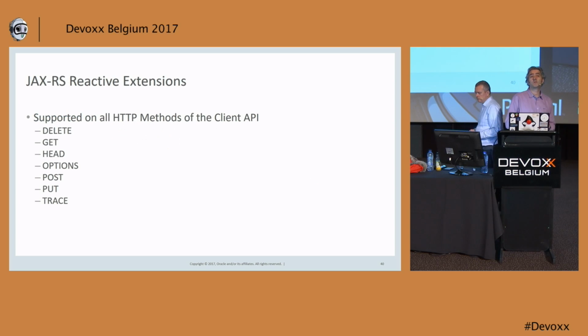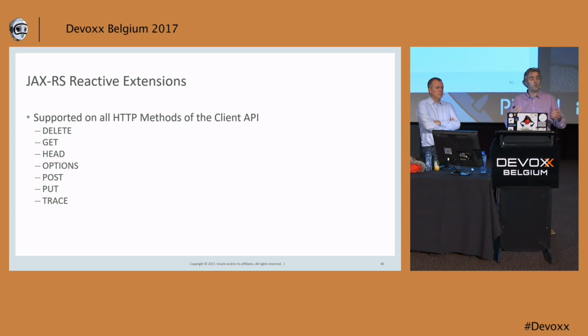Okay, so we have talked about this new reactive invoker that is part of JAX-RS 2.1. For our example, we have just used the get method, but obviously it's supported by all the methods that the JAX-RS client-side container supports. So it's basically all the HTTP methods except the patch method. So you can use the reactive invoker on all those HTTP verbs using the JAX-RS client-side API.